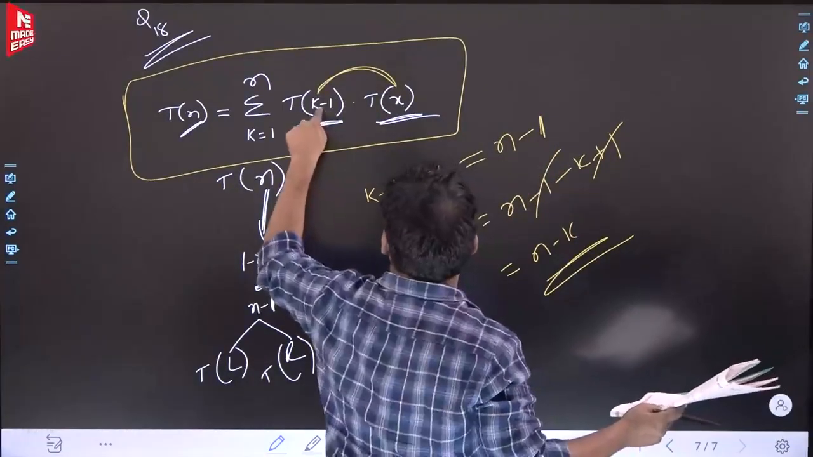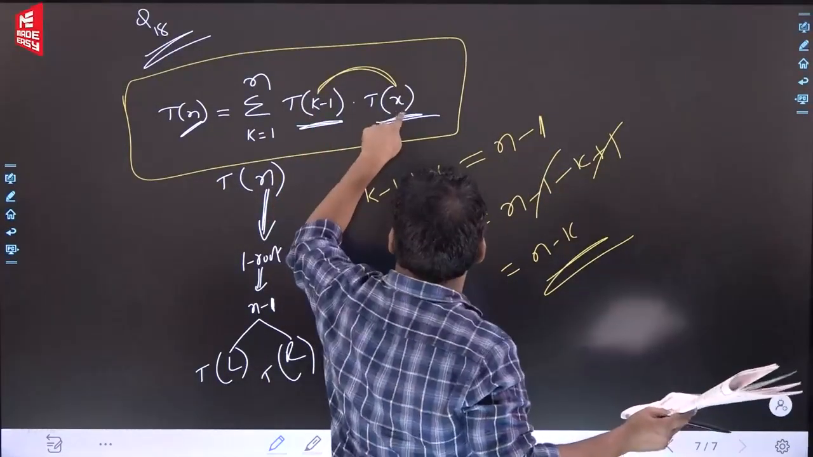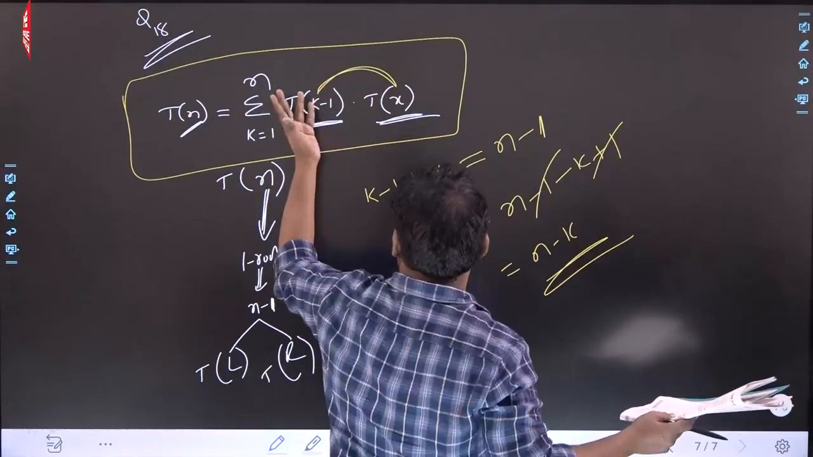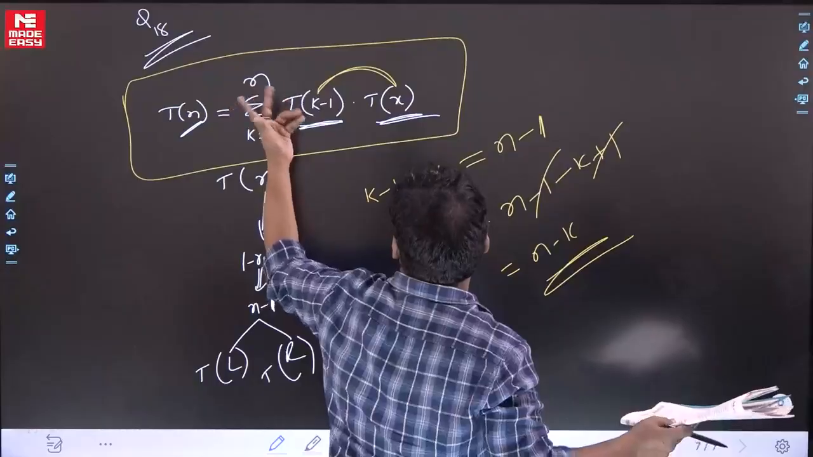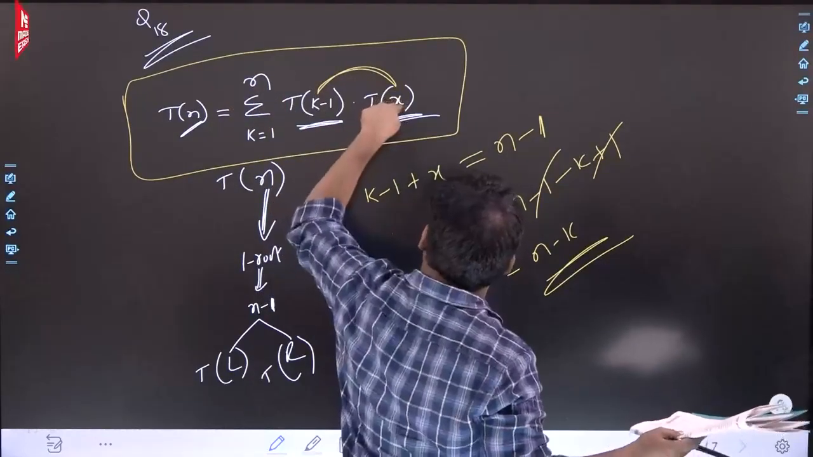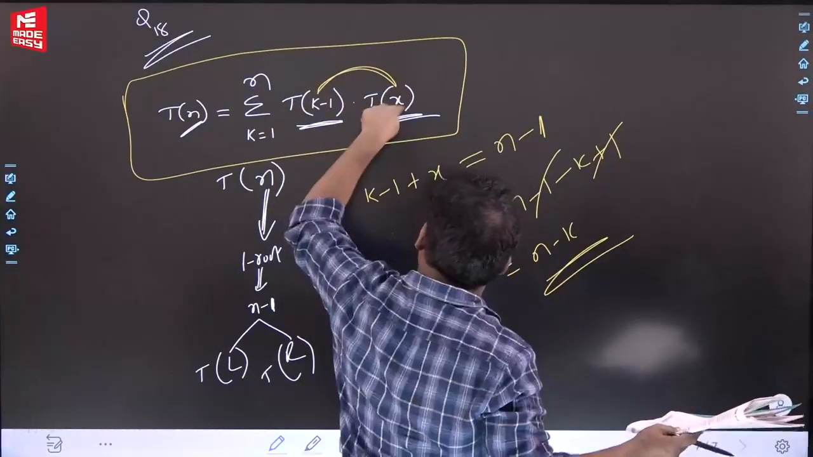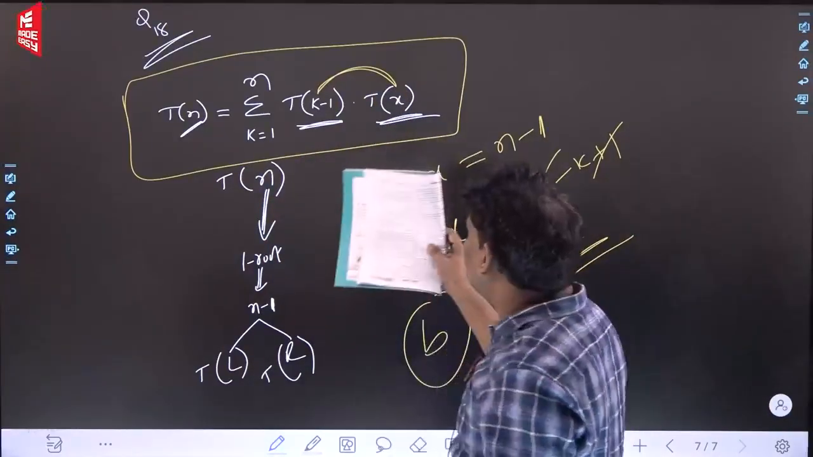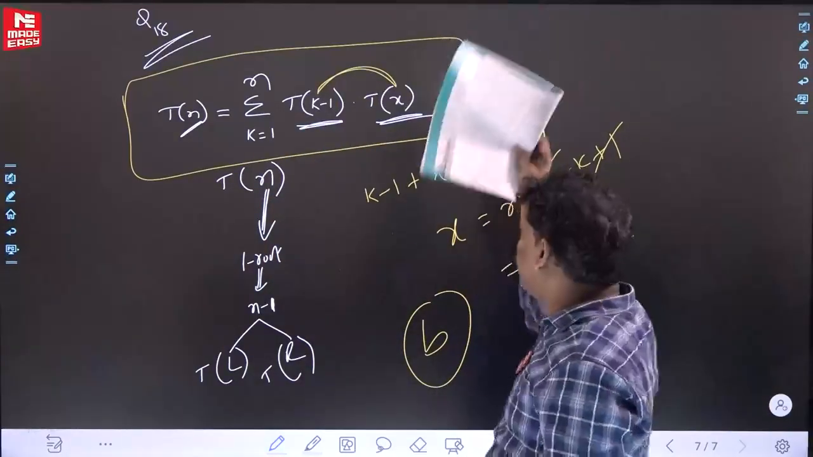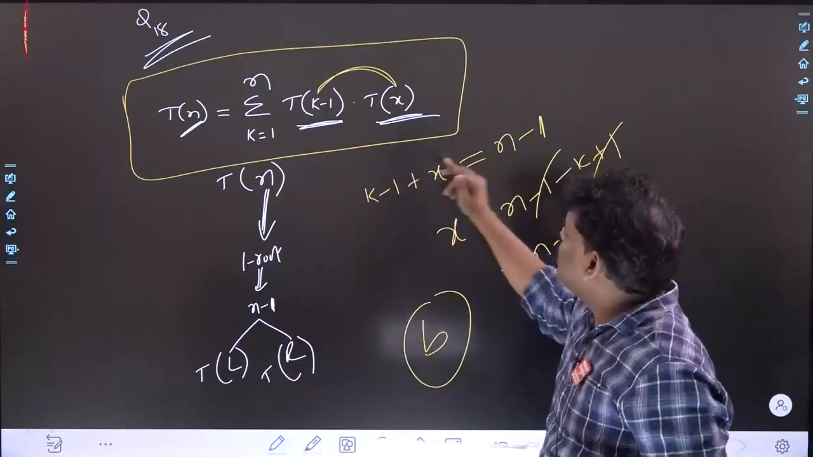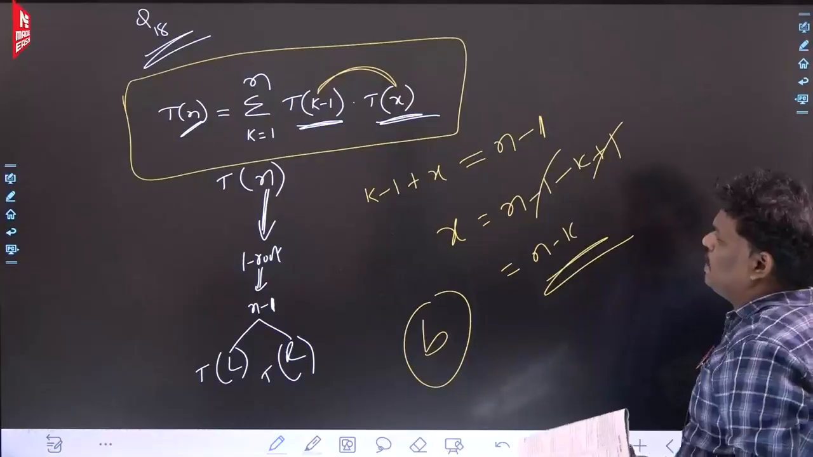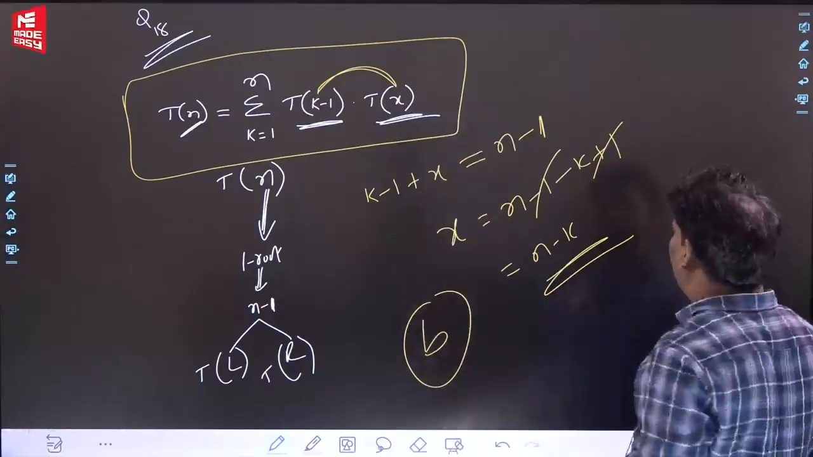What is the left range? Minimum 0. What is the right range? Minimum 0. Totally n minus 1 is divided into two parts. Any one can be empty also. Left 0, remaining all are right. Left 1, remaining all are right. Left 2, remaining all are right, like that. Divide n minus 1 people into two parts because 1 is root. So left plus right becomes n minus 1. Finally, find the x value, n minus k. This is the formula to find out the number of BSTs.